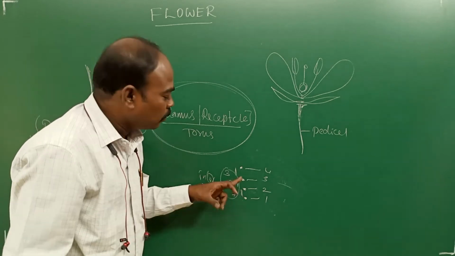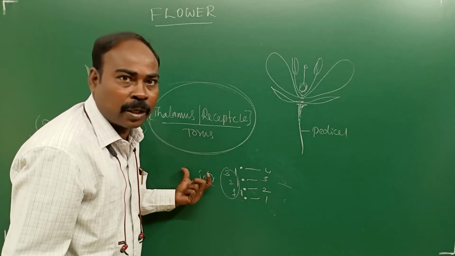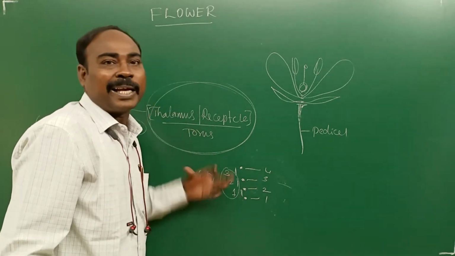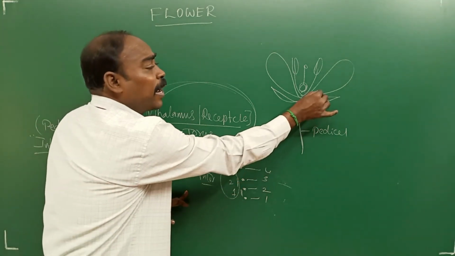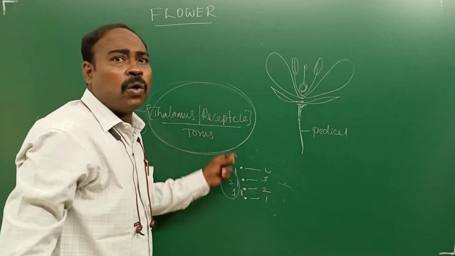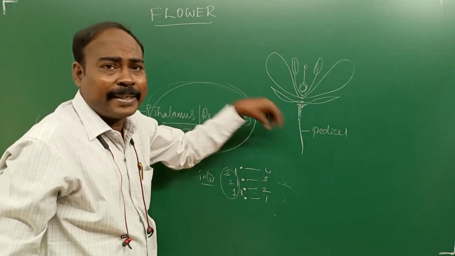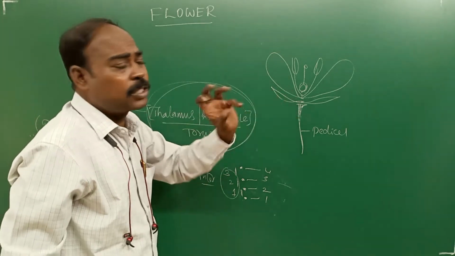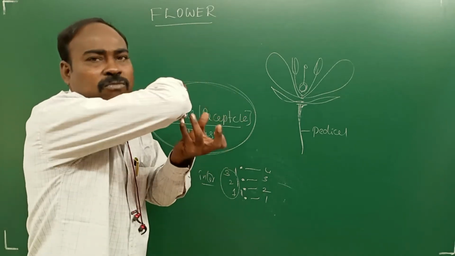Keep in your mind: four nodes, and in between nodes, the short distance is called internode. So in a typical angiospermic flower, four nodes and three internodes are found. At every node, the modified leaves called floral leaves or floral appendages are developed. In a typical flower, there are four whorls, which are developed in whorls.